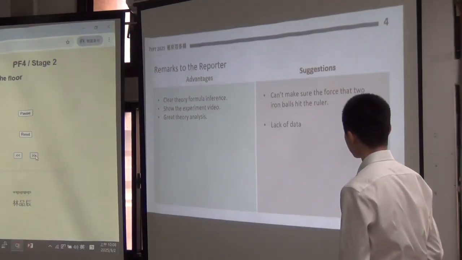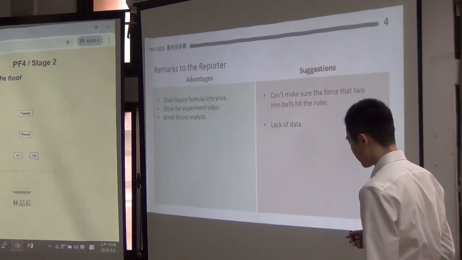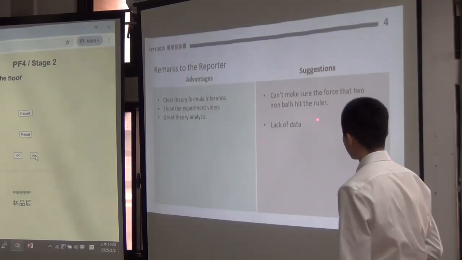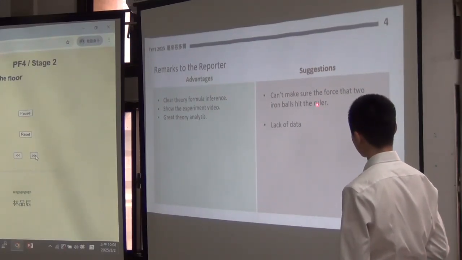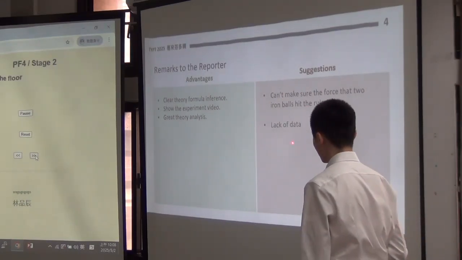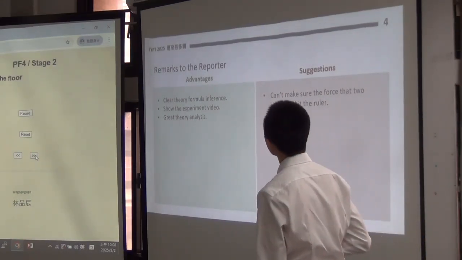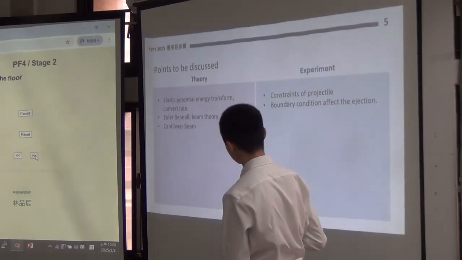And for the suggestions, because you use a pendulum to exert the force on the ruler, in this condition can you make sure of the force with which your iron ball hits the ruler? Also, the real experiment lacks data. These are points that I want to discuss with you.